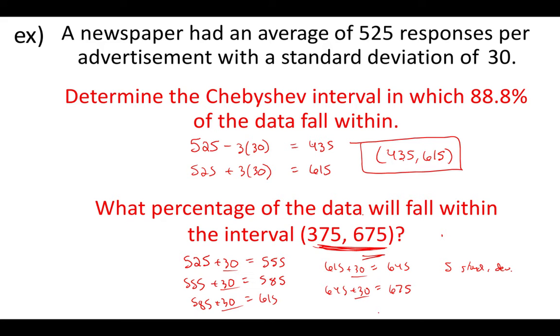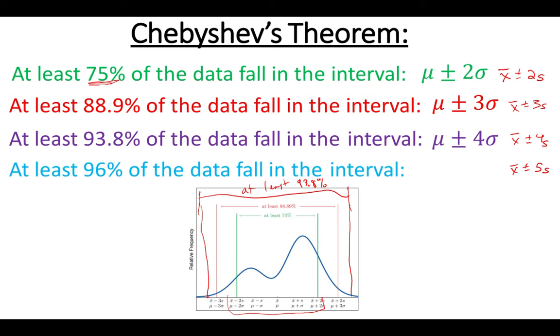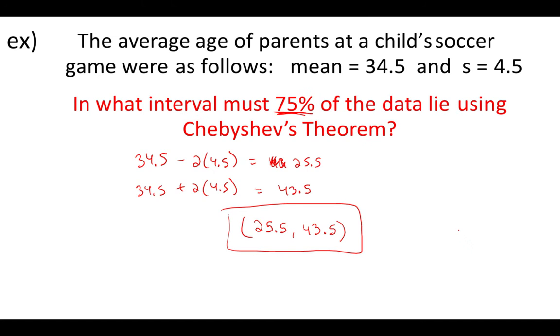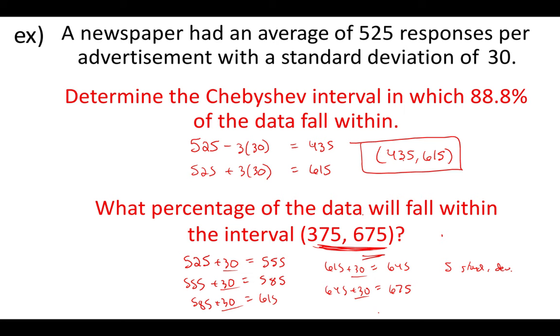Let's see what that percentage corresponds to. So 5 standard deviations corresponded to 96% of the data. So we can say 96%, sorry about that, 96% fall within that range, 5 standard deviations.